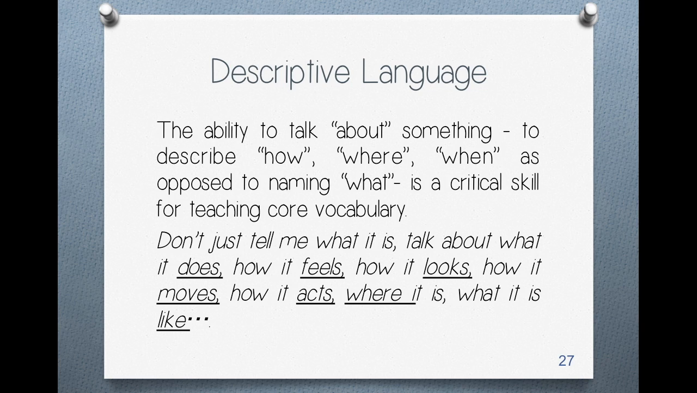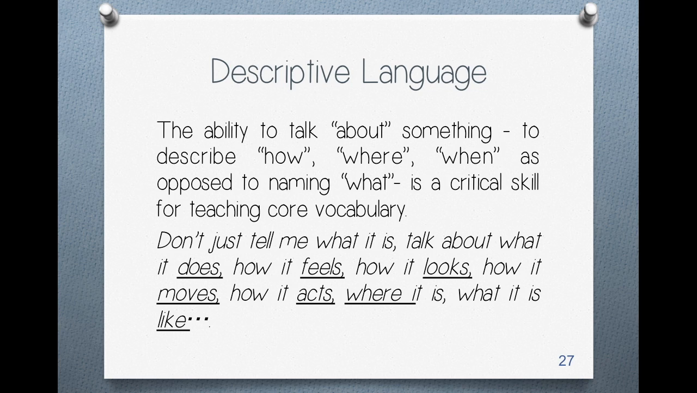And that is a critical skill for teaching core vocabulary. Core vocabulary is much better represented by all of those qualitative parameters of how, where, when, what, as opposed to just naming something, a word, and saying this is what it represents. So underneath it says, don't just tell me what it is, talk about what it does, how it feels, how it looks, how it moves, how it acts, where it is, what it's like. Those are all ways that you can take non-core words and translate them into core.